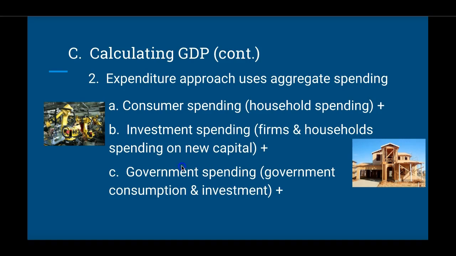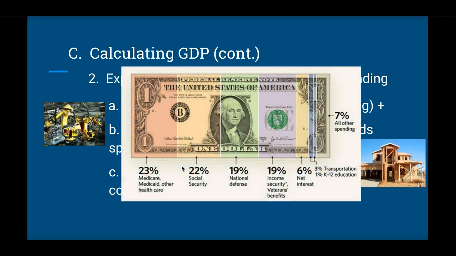So where does all of our tax dollars go? Well, here's another graphic for you. 23% of one tax dollar goes to Medicare, Medicaid, other health care. 22% is sent to Social Security, 19% to national defense, 19% to income security or Veterans Affairs, 6% to net interest, so national debt, anyone. 3% is spent on transportation, a whopping 1% on education, and 7% on a bunch of other smaller things. So it gives you an idea of where the government spends their money.